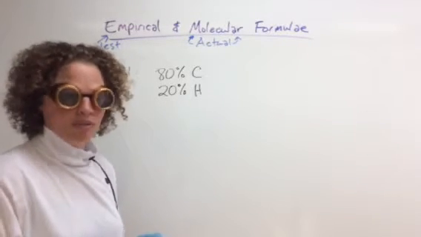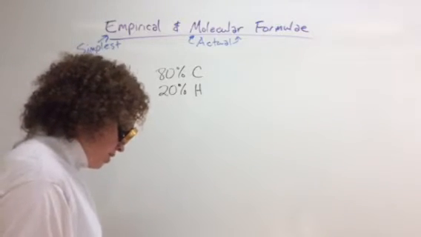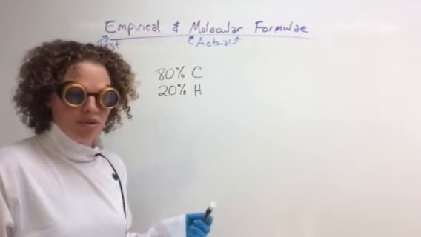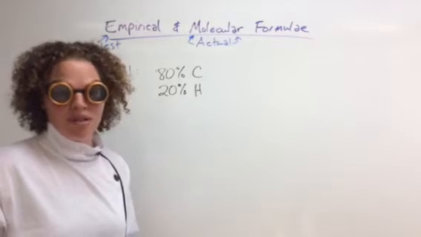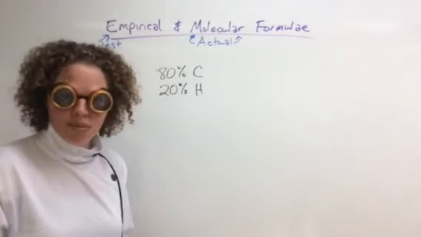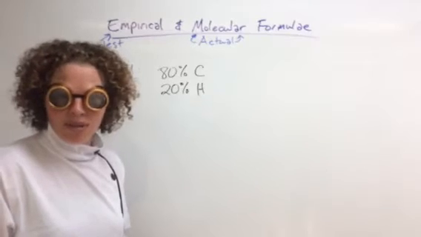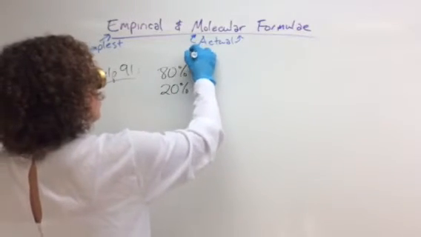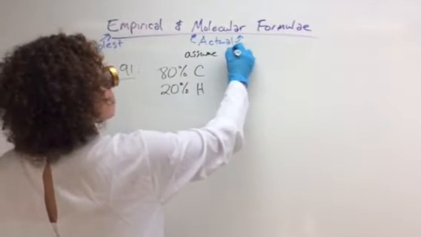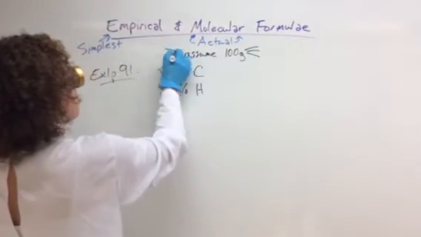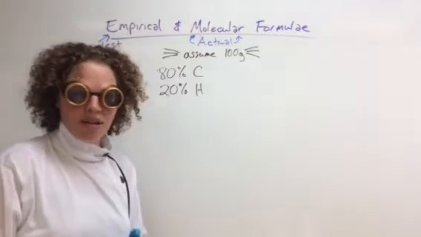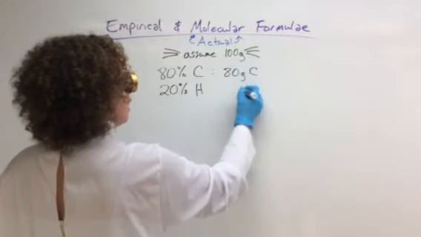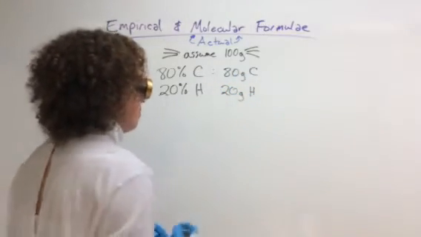So basically it's a ratio. What I want to do is, because I'm working with percents, and it doesn't give me an actual amount, and the amount doesn't matter because I'm just dealing with ratios, then I can assume a convenient amount. And the convenient amount for me, because it's percents, is 100. So I'm going to assume 100 grams for any substance that you're doing this with. Now that means that I have 80 grams of carbon and 20 grams of hydrogen.